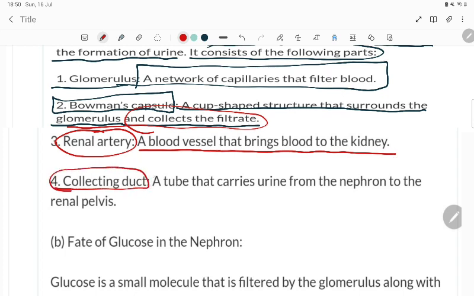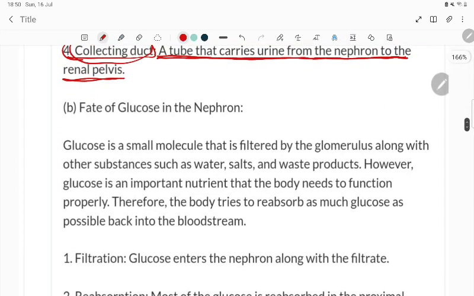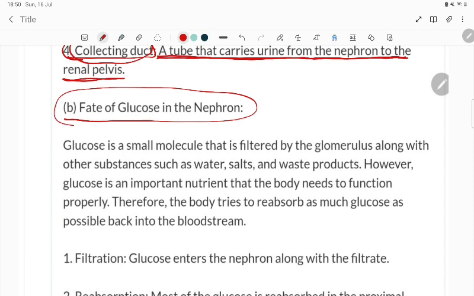Collecting duct. What is it? A tube that carries urine from the nephron to the renal pelvis. This is called the collecting duct. A tube that carries urine from the nephron to the renal pelvis. Okay, so this is the collecting duct.